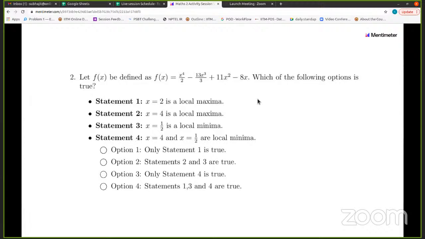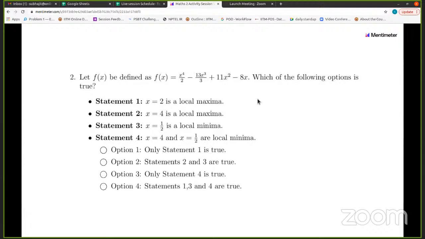I calculated the value, I just can't see it now. For x equal to 4, a positive value was coming. And x equal to half was also a positive value. Exactly. So that means 4 and half are local minima and 2 is local maxima, right?